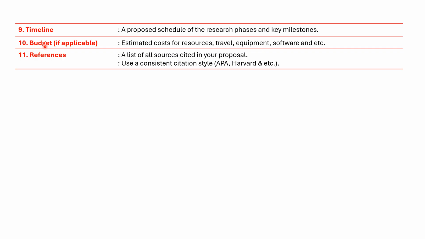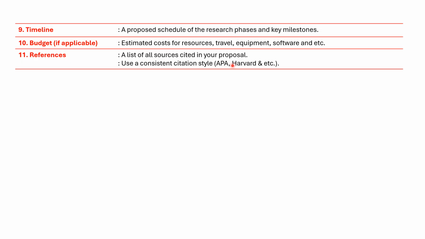need to incur a certain cost, because you may have to travel, you may have to go and ask questions from many people. So several estimated costs for resources, travel, equipment, software, etc. will be there. And finally, you need to acknowledge. So simply the list of all sources cited in your proposal should be properly acknowledged using Harvard, APA, or any other referencing format. So these are the topics that help us to design the research proposal.